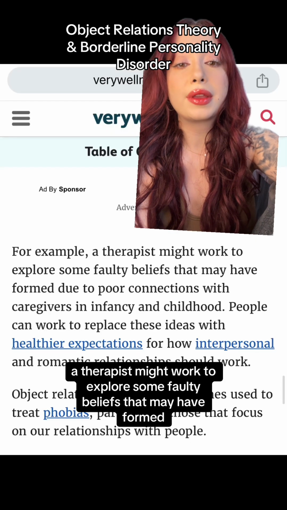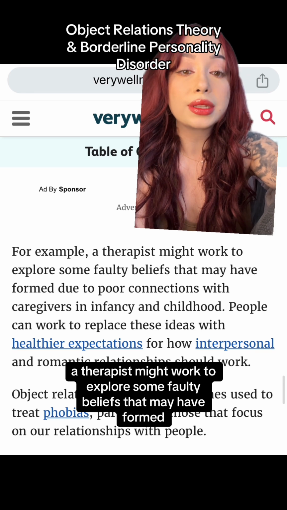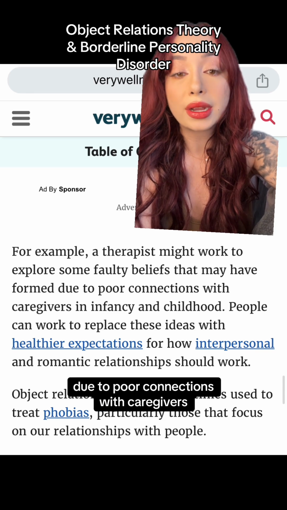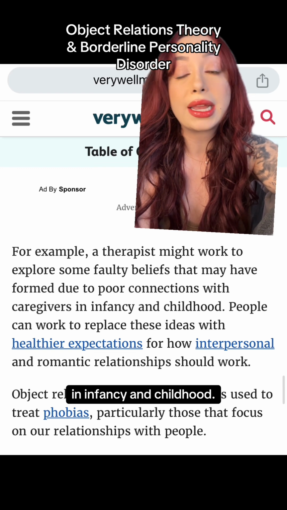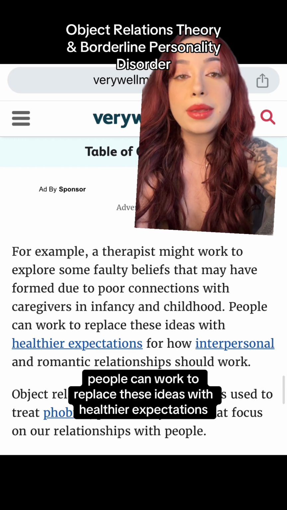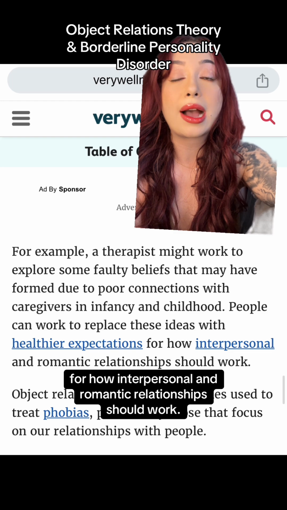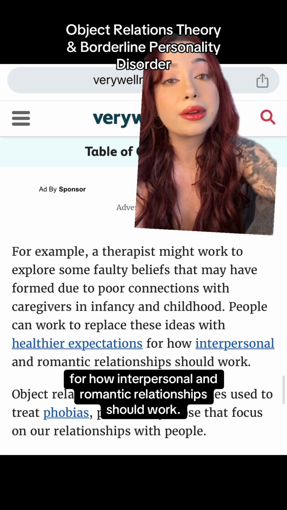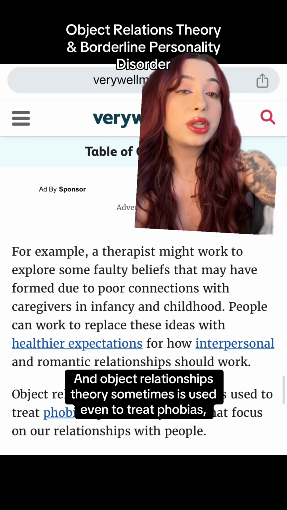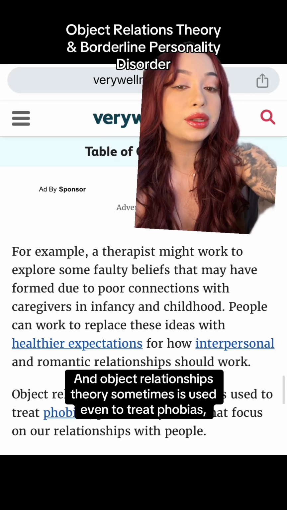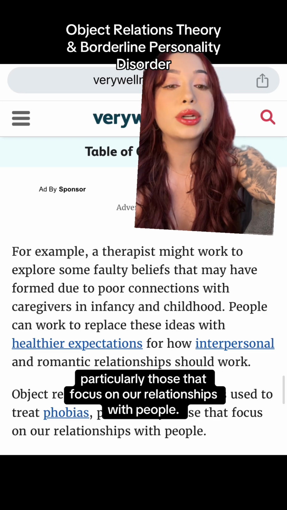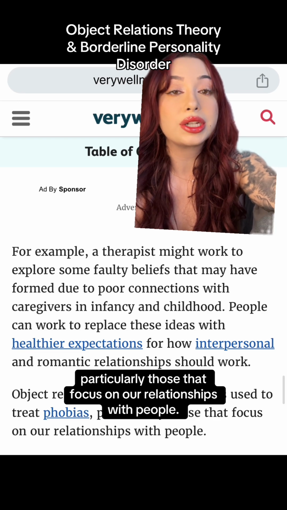For example, a therapist might work to explore some faulty beliefs that may have formed due to poor connections with caregivers in infancy and childhood. People can work to replace these ideas with healthier expectations for how interpersonal and romantic relationships should work. And object relations theory sometimes is used even to treat phobias, particularly those that focus on our relationships with people.